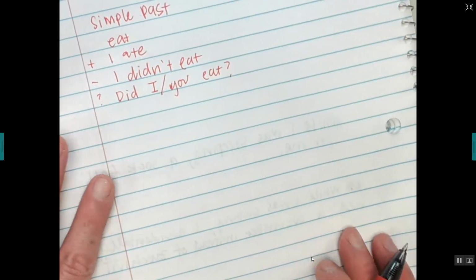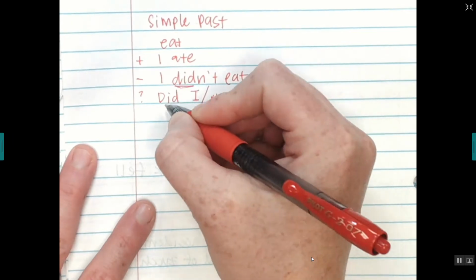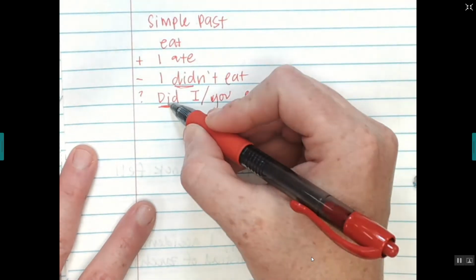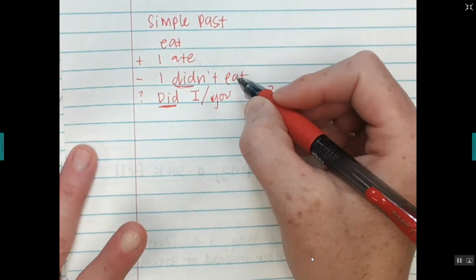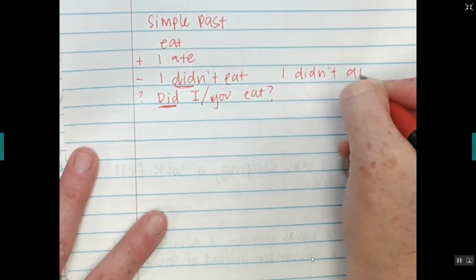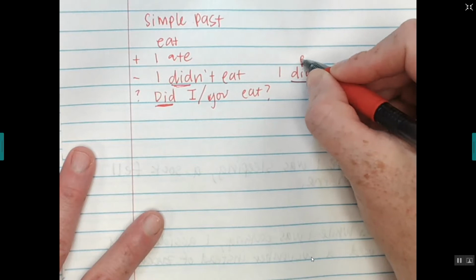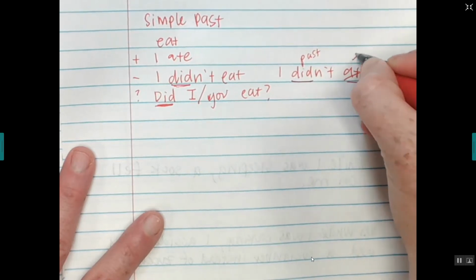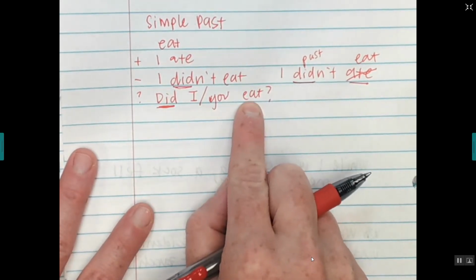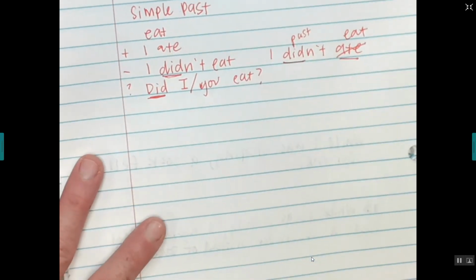So remember that in simple past, the negative and the question, we know that it's past tense because of this verb. Did is in the past. That's the past of do. Okay, so we know that these are in the past tense, and so you only need it one time. So this, I didn't ate. No, then you have past past. You don't need two. So this is past. So this one can just be eat. Okay? So same here. Did I eat? Not did I ate, because then it would be past past, and you only need one. Okay? So that's simple past.